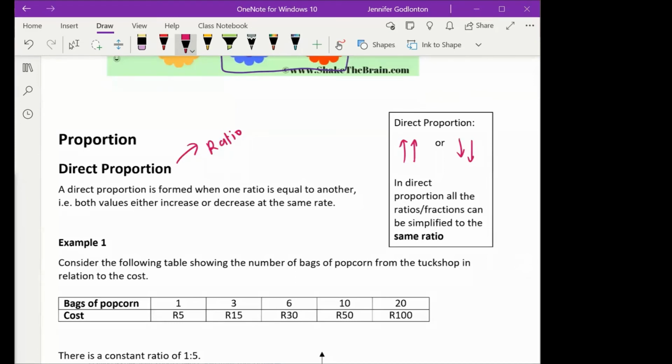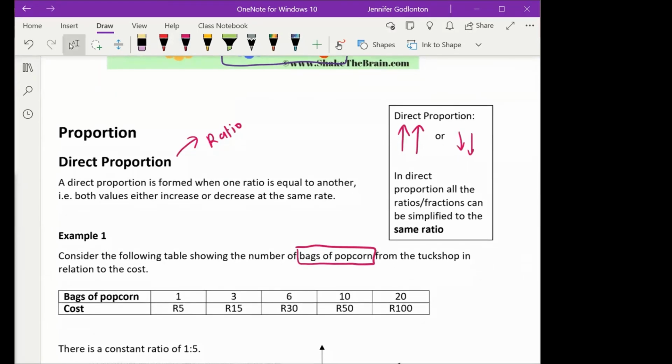So if you think about it like this, if we look at example 1 over here, if we were looking at bags of popcorn, obviously the more bags of popcorn you buy, the more it would cost. And so both are going up. So the more you buy of something, the more it would cost. And in direct proportion, we always have a ratio.